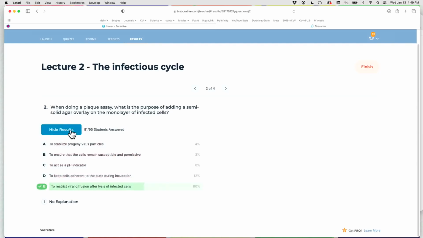So let's see how we did. Most of you got E, which is the right answer: to restrict viral diffusion after lysis of infected cells. That's why you put an agar overlay on, not for any of these other reasons.